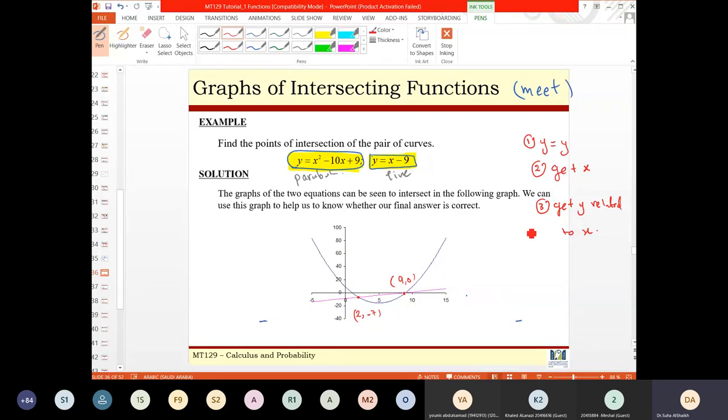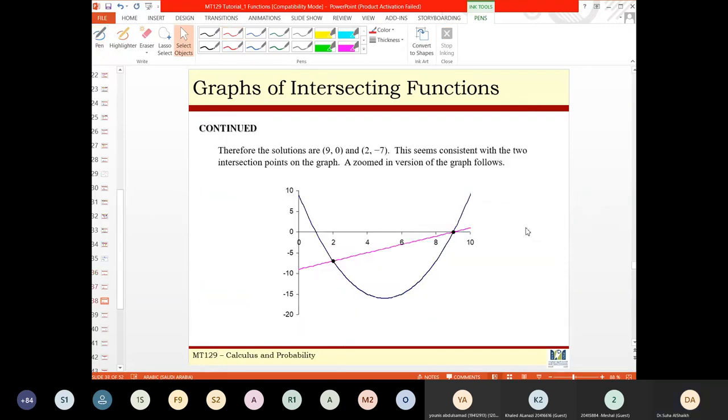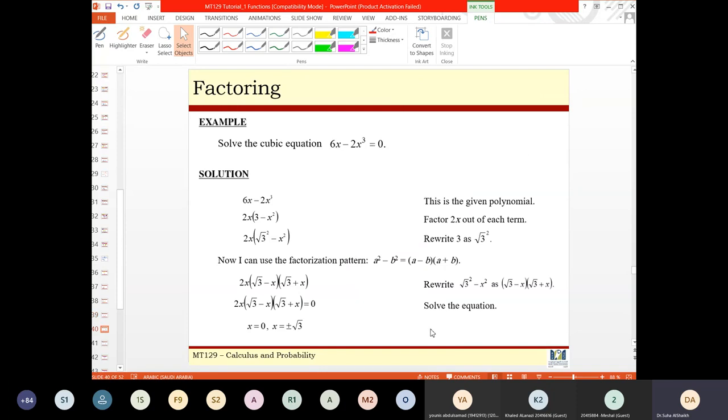Any question here? Yeah, they show you this one clearly here. Again, it's 9, 0 and 2, minus 7. It's very clear.